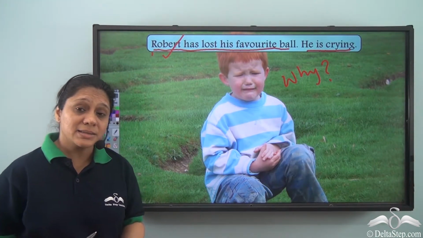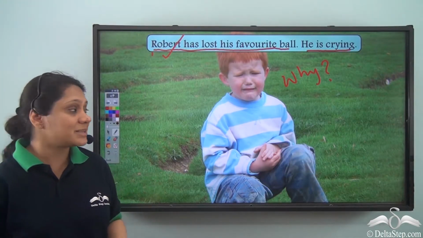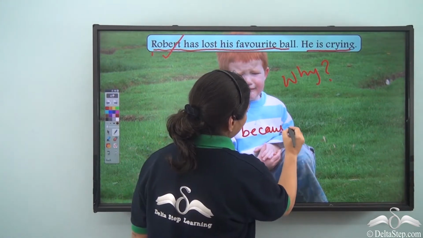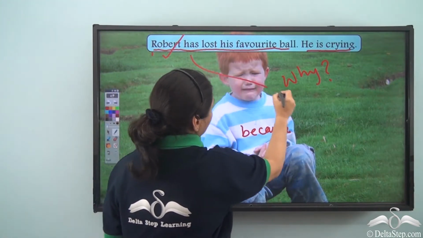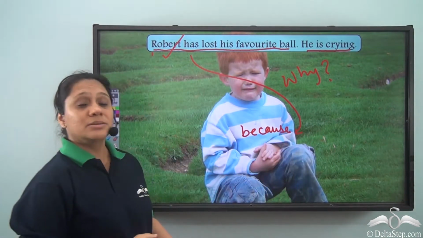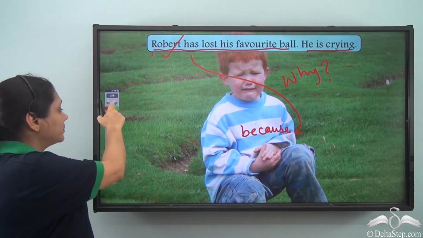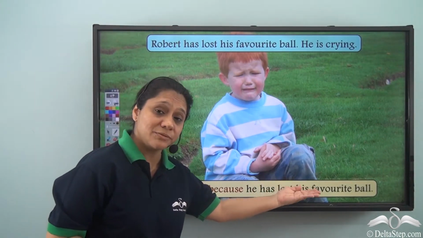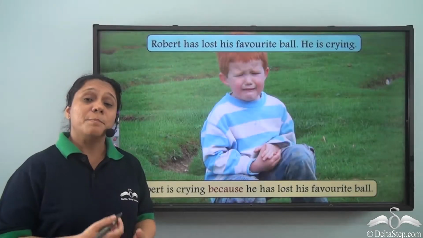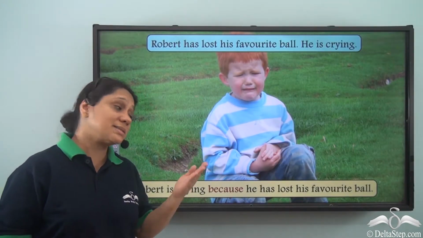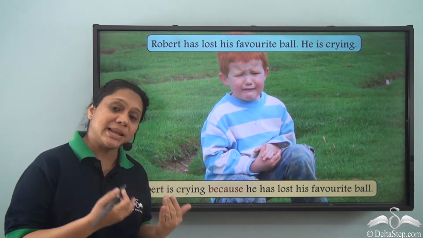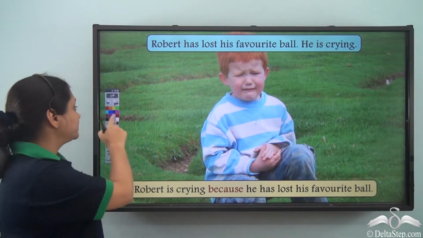In such a case, how do we join the two sentences? We know that we join the two sentences with because. And how do we join the two sentences with because? We put the reason after because. So what does the new sentence become? Robert is crying because he has lost his favorite ball. Now, many more conjunctions do the same work as because, and they are used just like because. Let us see how.